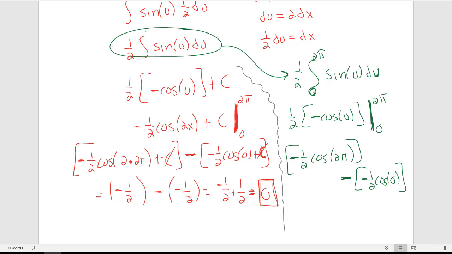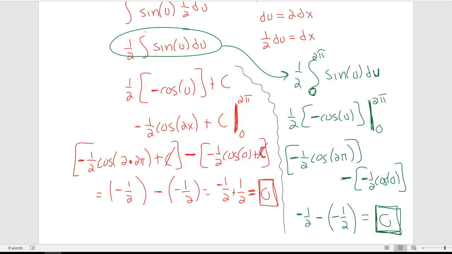Okay. Now, what are we going to get out of this? Let's see. Cosine of 2 pi is positive 1, so I get negative 1/2. And then minus cosine of 0 is 1 times negative 1/2. So I get negative 1/2 plus 1/2, which is 0. And of course, we should get the exact same answer that we got over here. It was the same integral.